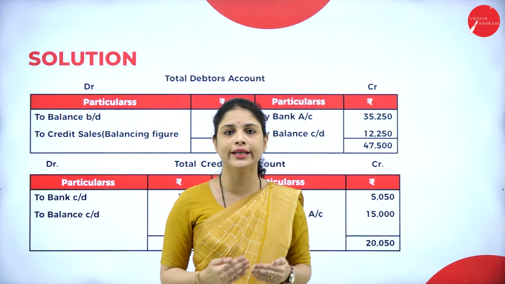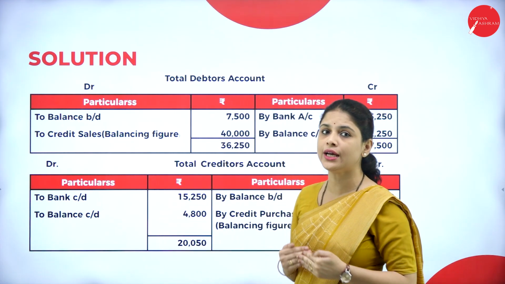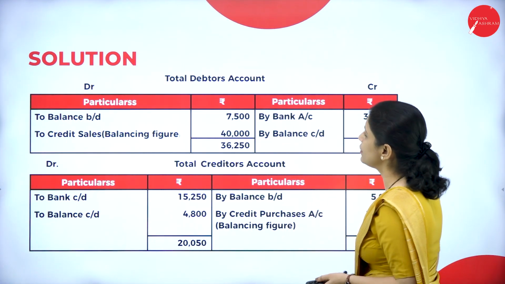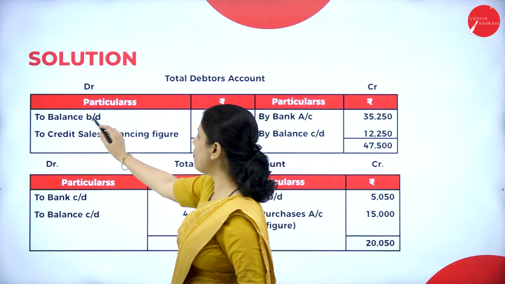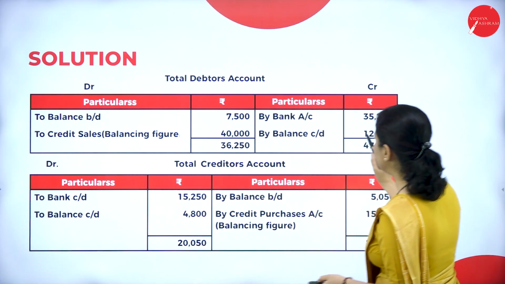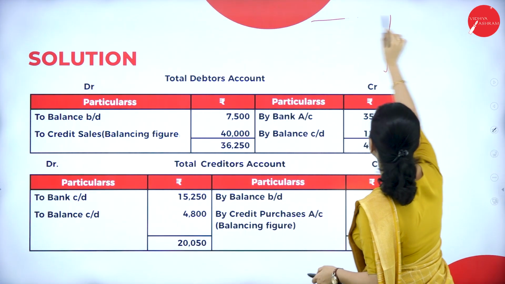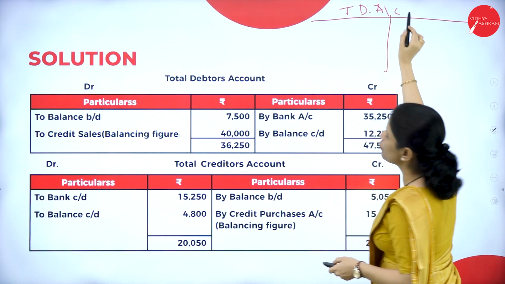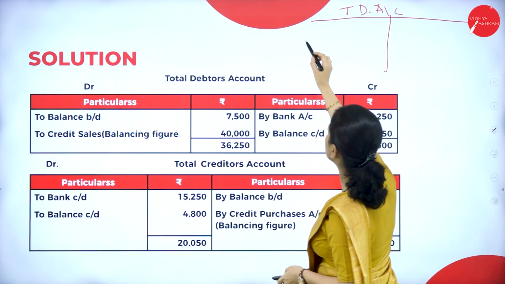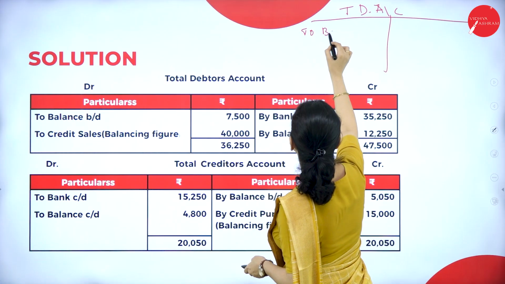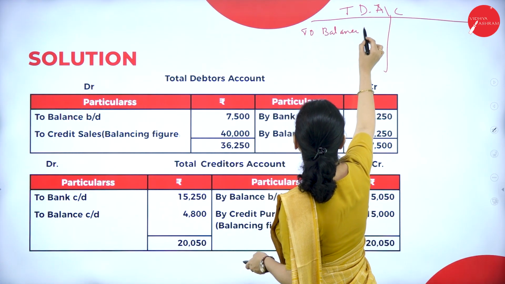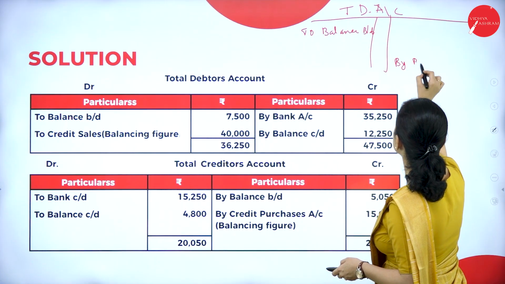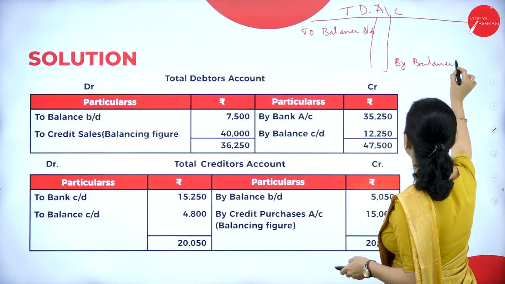Now let us do the total debtors account. So how to do the total debtors account? First we have to write to balance brought down and by balance carried down. So let us think, there is the total debtors account. So first what we have to write? To balance brought down. Next, by balance carried down, by leaving some space.